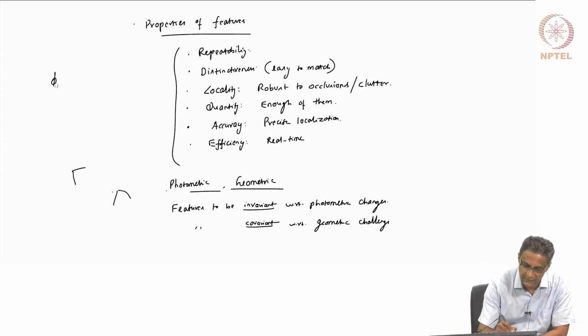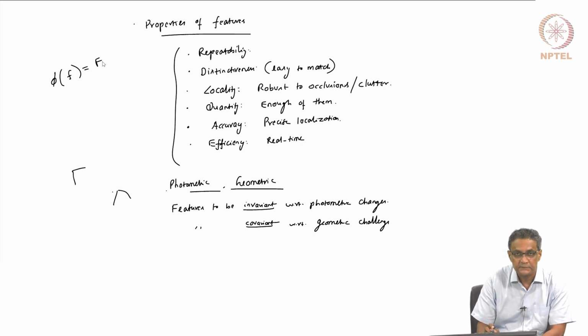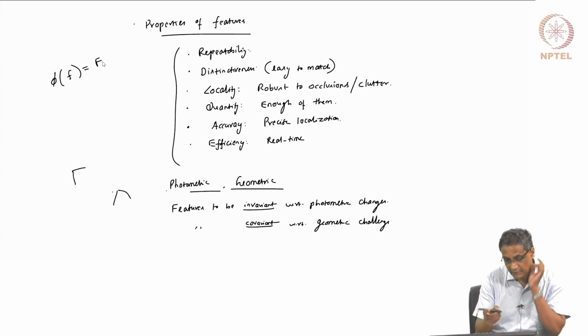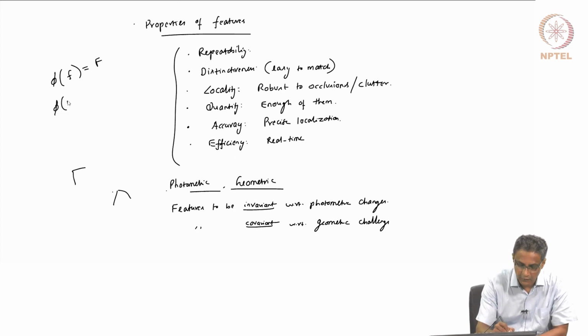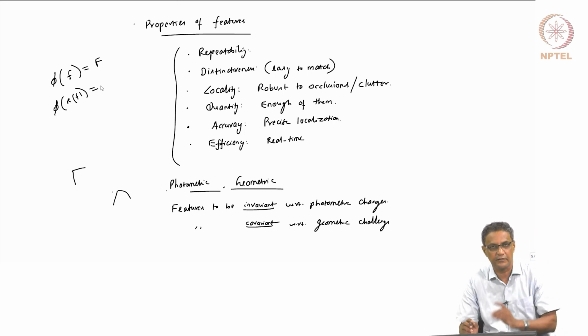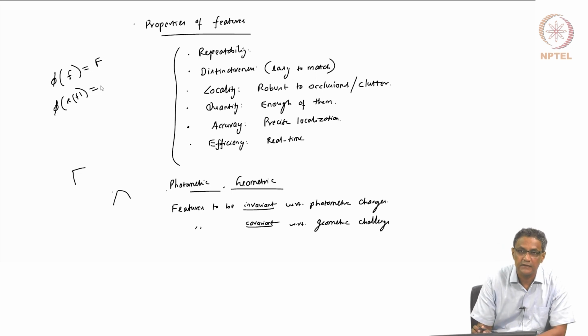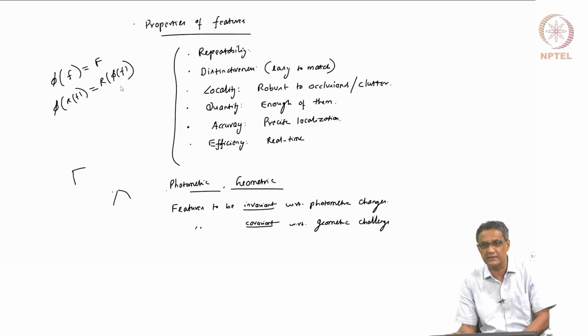Covariant means something like this. If I had phi on some f, and f is my, let's say, image, what you're saying is if I do phi of r of f, where r means some kind of geometric transformation, or you can call it g of f, then I want this to be the same as r of phi of f. So that is a covariant property. That's what you are asking, and it makes sense, no?